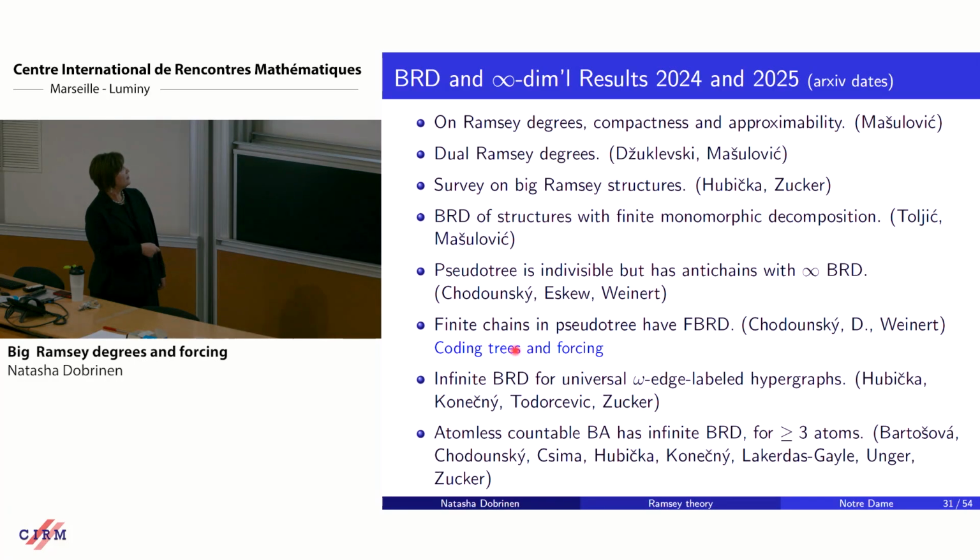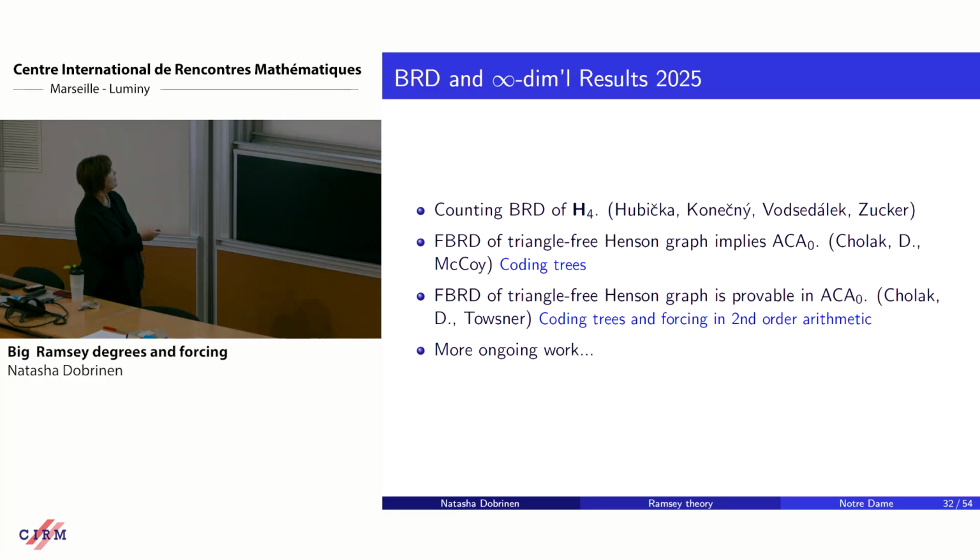We also have another result with infinite Big Ramsey degrees with infinitely many edges. Here's the countable Boolean algebra result that I mentioned before, and here are the 8 names written out. Okay, so that was last May they posted that. Still open for Boolean algebras with 2 atoms. And then more recently, we have counting Big Ramsey degrees of the 4-clique-free Henson graph. And then some other things I'm going to talk about at the very end of this talk.